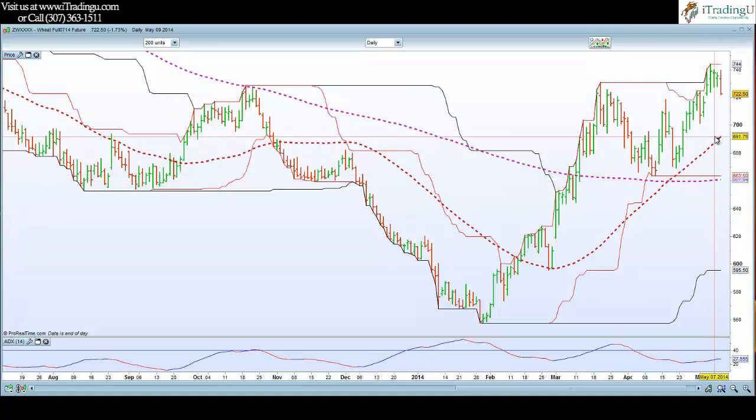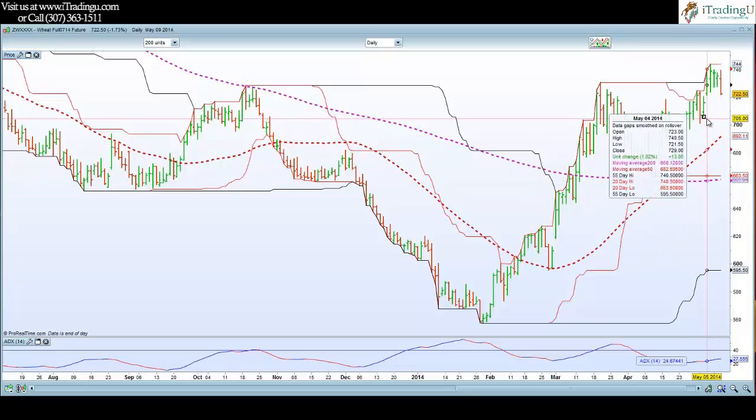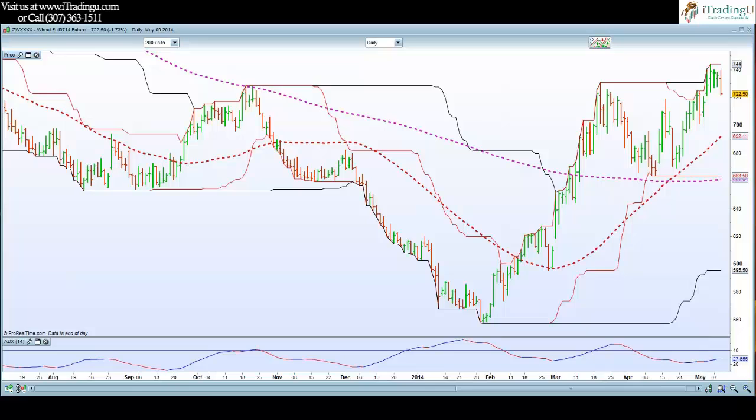And we're above the 50-day moving average and the 200-day moving average, which is helping me believe that this market is in a bullish trend. Let's go on to energy. And in the energy market, let's look at crude.